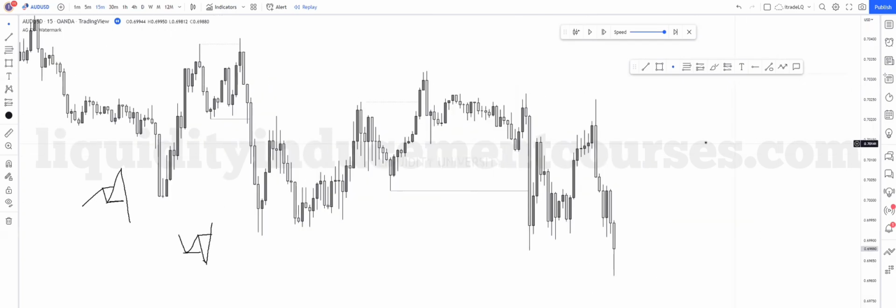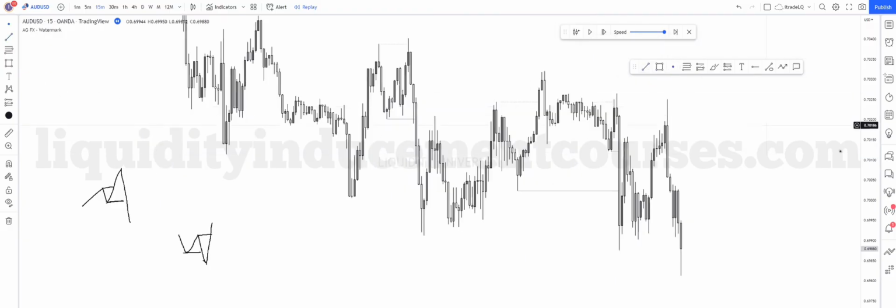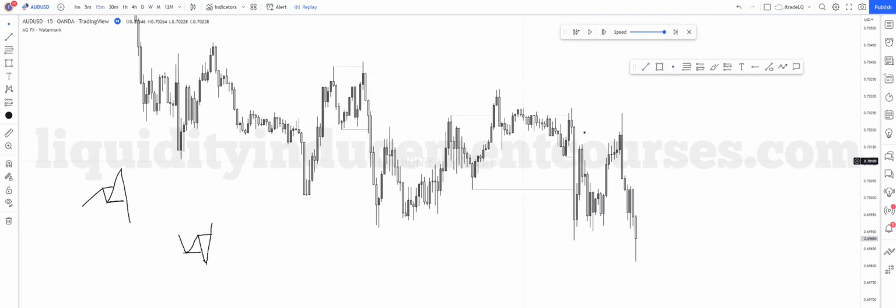Let's zoom in a bit. Run liquidity, and then we have a break of structure, for example, right? So we have one, two, three patterns, right? In the same time frame, in the 15-minute time frame, in different sizes and shapes.